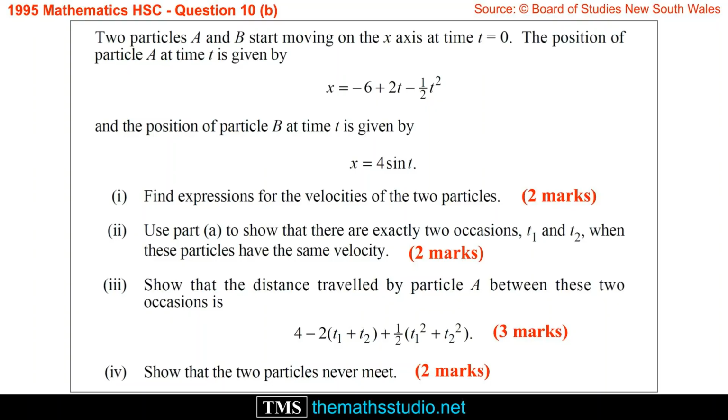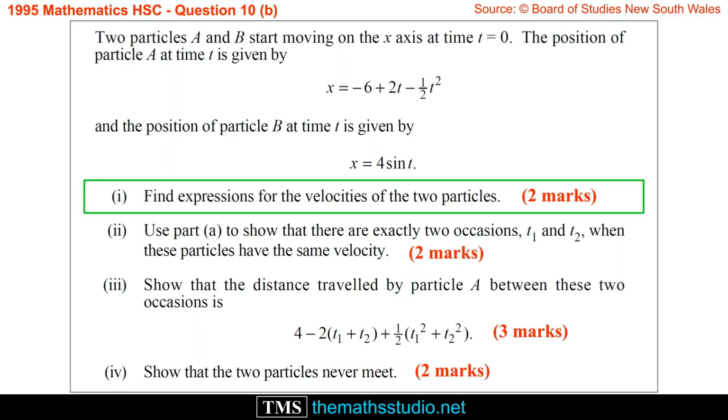Question 10, Part B. Two particles A and B start moving on the x-axis at time t equals 0. The position of particle A at time t is given by x equals negative 6 plus 2t minus half t squared, and the position of particle B at time t is given by x equals 4 times sine t. Part 1. Find expressions for the velocities of the two particles.